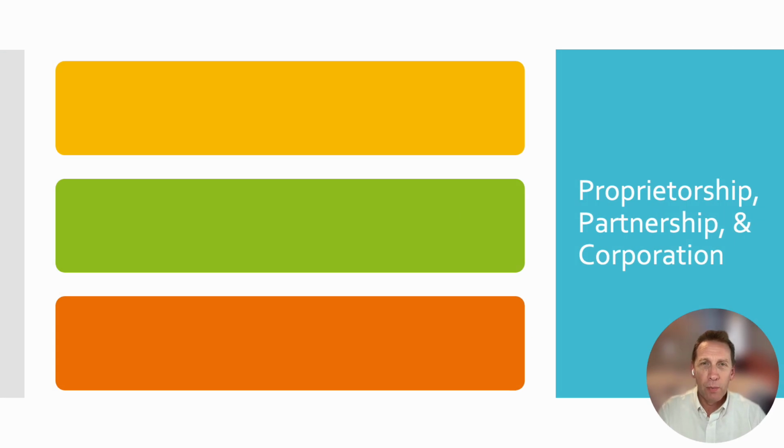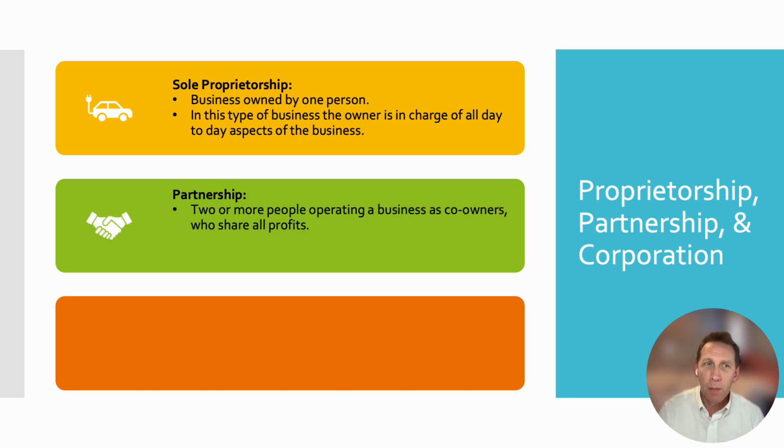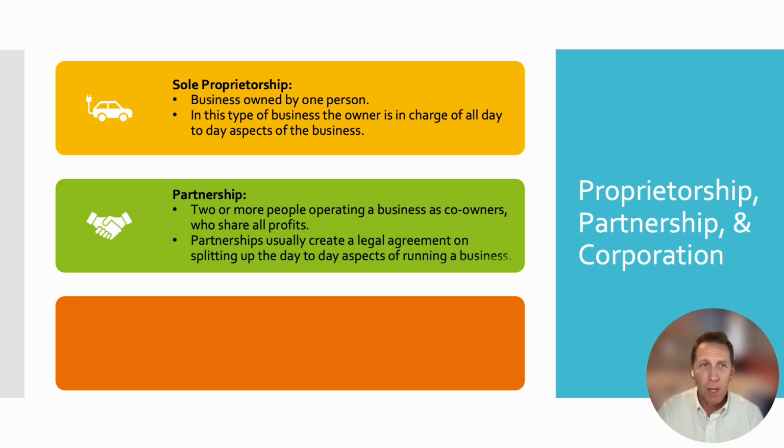So let's start with these three: the proprietorship, the partnership, and the corporation. A sole proprietorship is a business that is owned by one person. In this type of business, the owner is in charge of all day-to-day aspects of the business. In a partnership, two or more people operate a business as co-owners who share all the profits. And partnerships usually create a legal agreement on splitting up the day-to-day aspects of running the business.